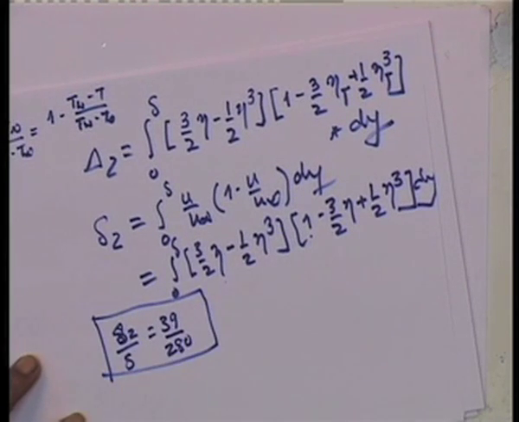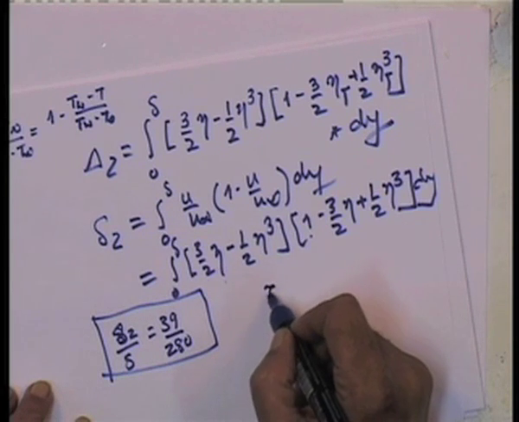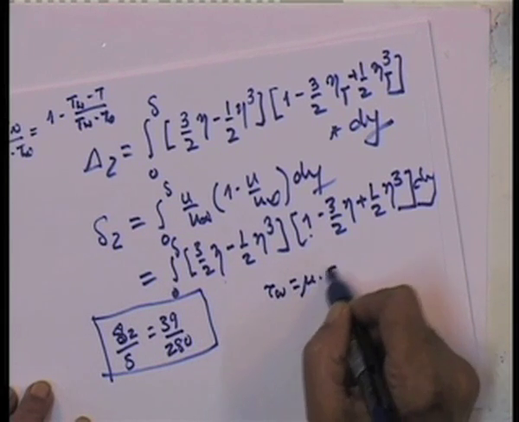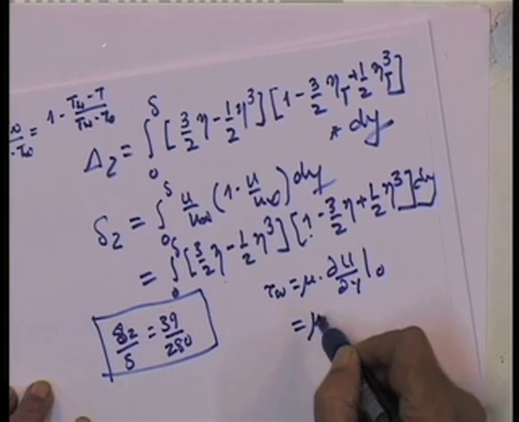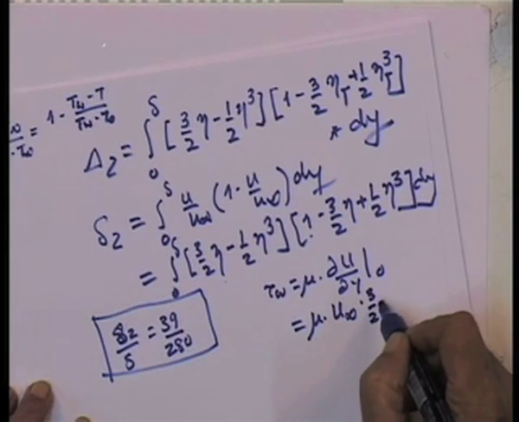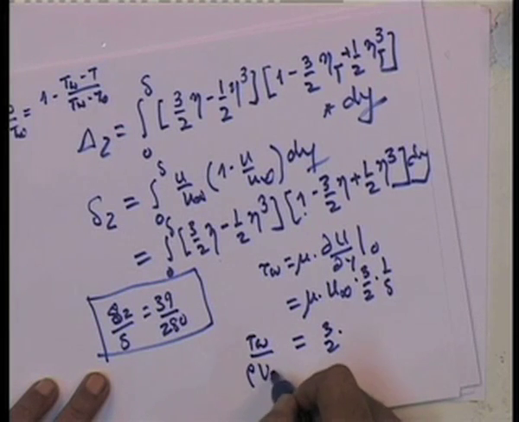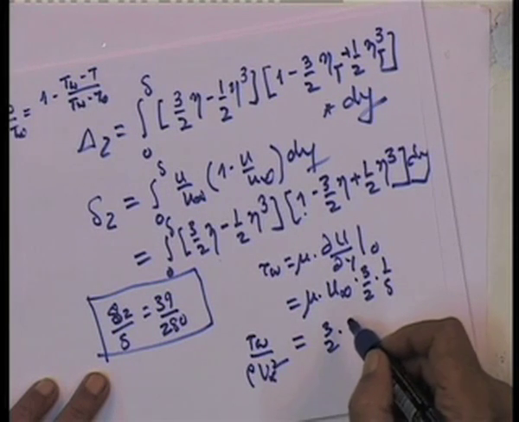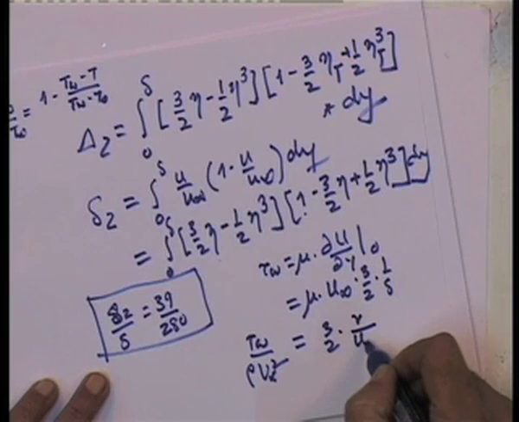So, this is one result. From the velocity profile, tau wall, which is equal to mu times du by dy at 0, you will see this will become mu into u infinity into 3 by 2 into 1 over delta. Tau wall over rho u infinity square would be equal to 3 by 2 into nu divided by u infinity delta.